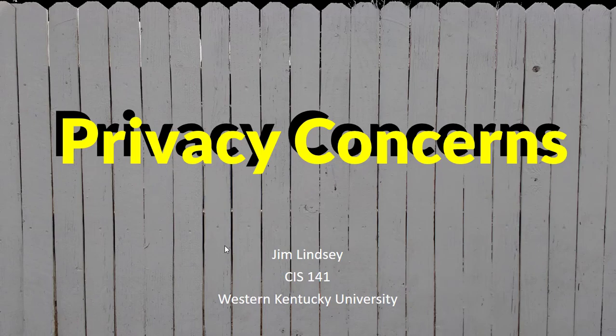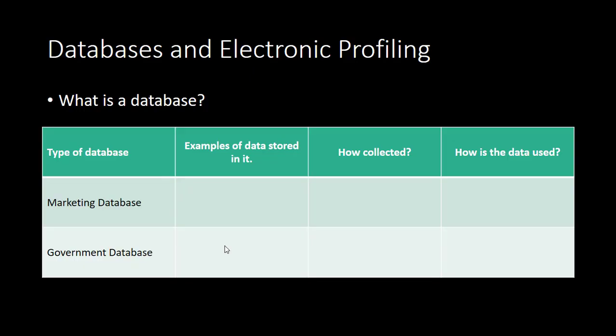What I would ask you to think about, as you look at these pages, is that it starts on page 373 and extends through page 378. That's where you essentially learn this information. What sort of stuff do they keep about customers in marketing databases, and what sort of information do they keep about citizens in government databases, and how is it collected? How is that data used?